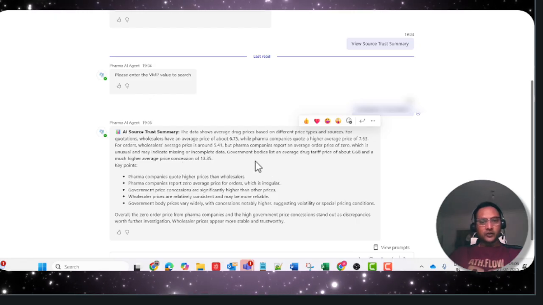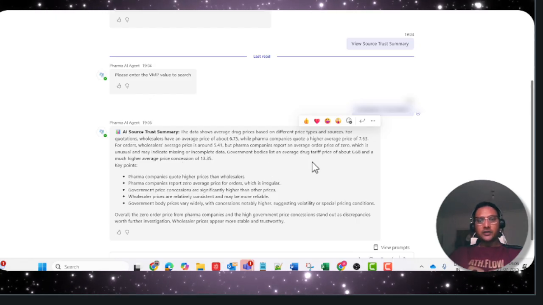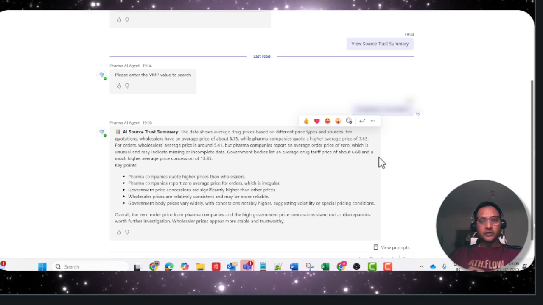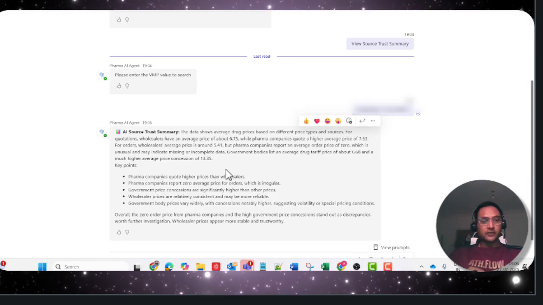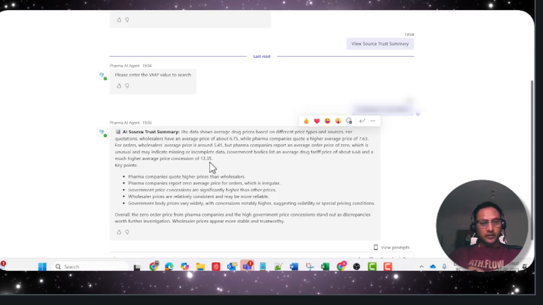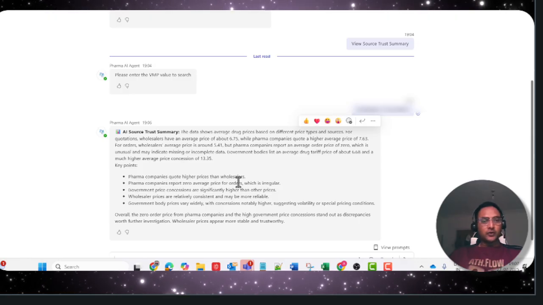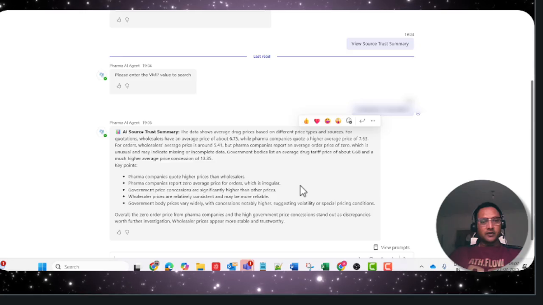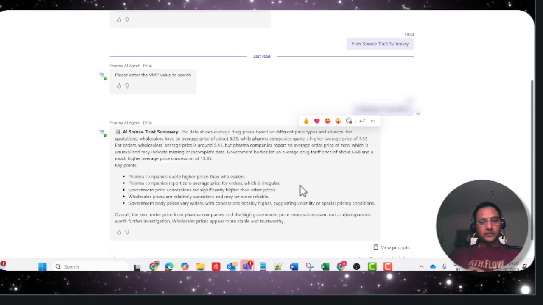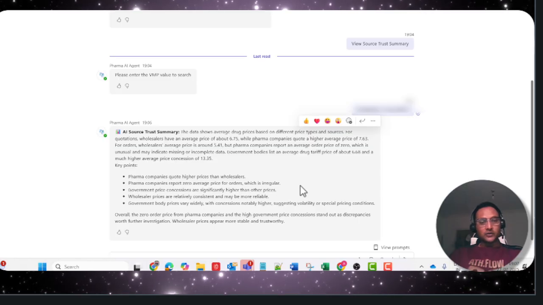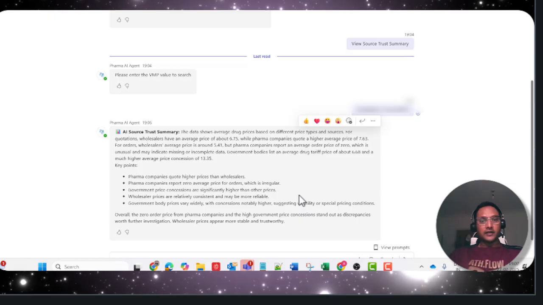It also says government bodies list an average tariff price of about this value and a much higher average price concession of a particular value. And it gives key points: pharma companies quote higher prices than wholesalers, report zero average price for orders, which is irregular, and government price concession is significantly higher than the other prices.